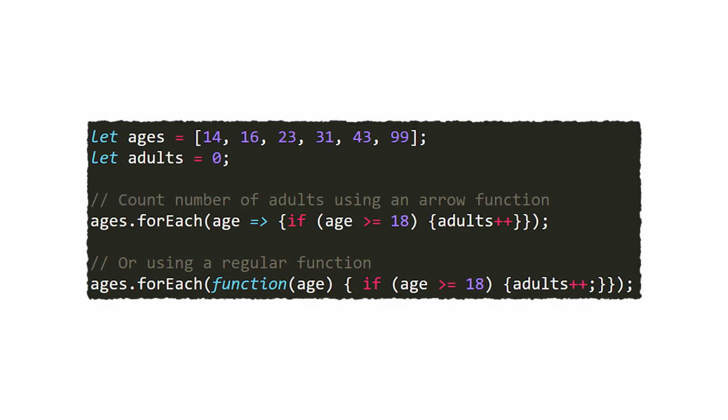In this second example, we're taking an array of ages and counting the number of ages at or above 18. Once again, we use the .forEach method, create a variable that will contain the current value called age, check to see if the age is 18 or above, and if it is, increment the count of adults by 1.